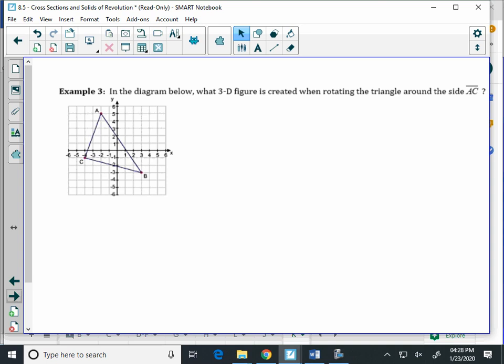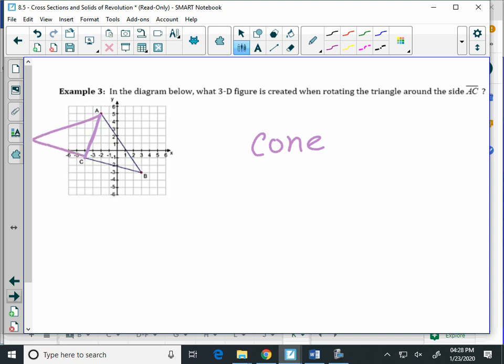In this third example, we want to know what 3D figure is created when rotating the triangle around side AC. If you remember that fact for rotating a triangle about a line, we said triangles always create cones when we rotate them. So the answer is cone if you can remember that fact. If you don't remember that fact, even though it's in the coordinate plane, do what we did on the other problems. Mimic that triangle the best you can on the other side.